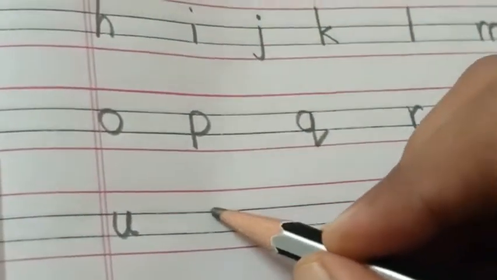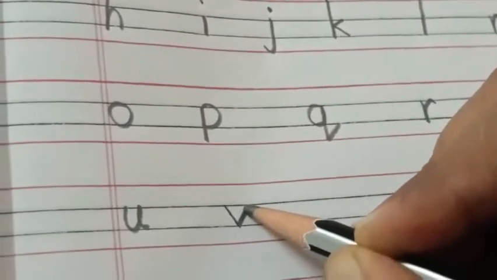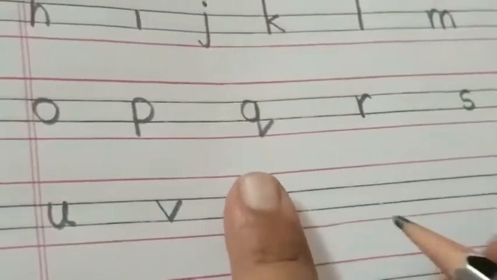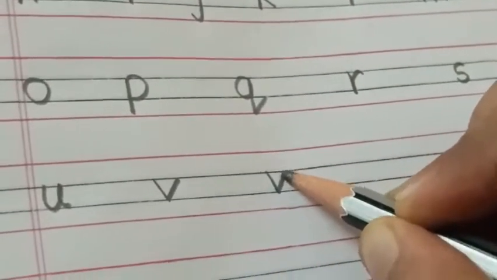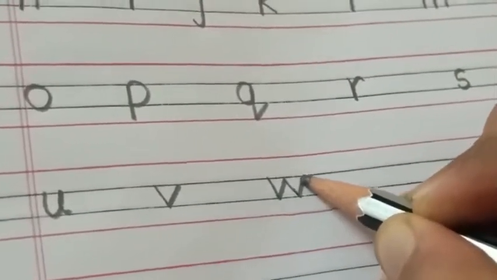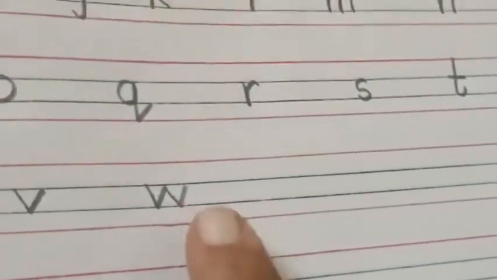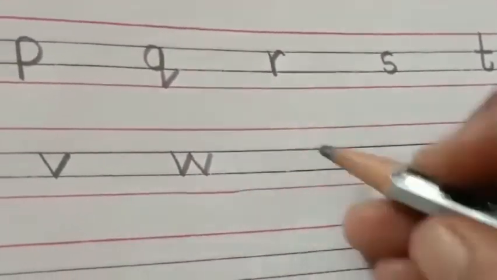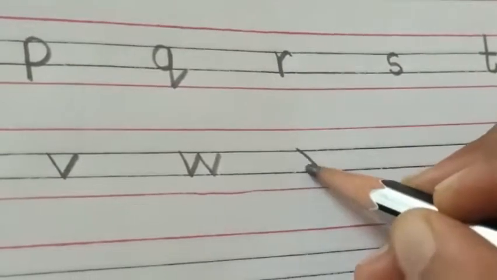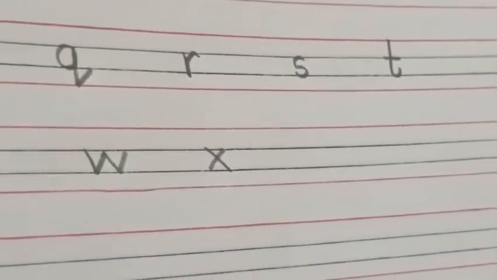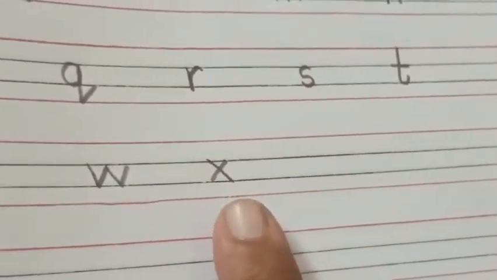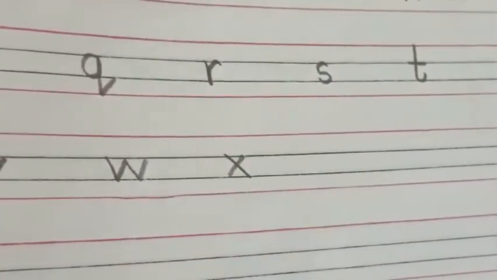Now we are going to write V. Slanting line, slanting line. Now comes W. Slanting line, again a slanting line and slanting line. W. Give one finger space. Now two slanting lines overlapping each other makes X. Forms X. Again one finger space.